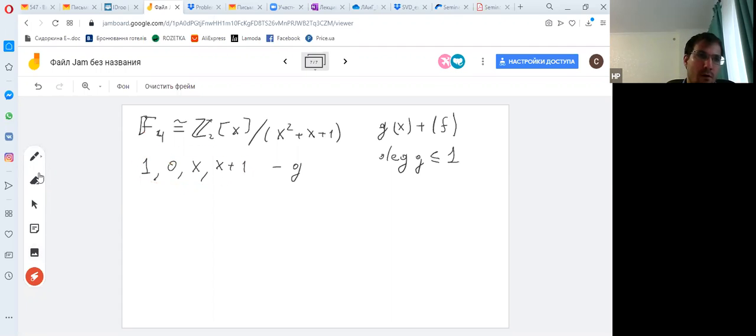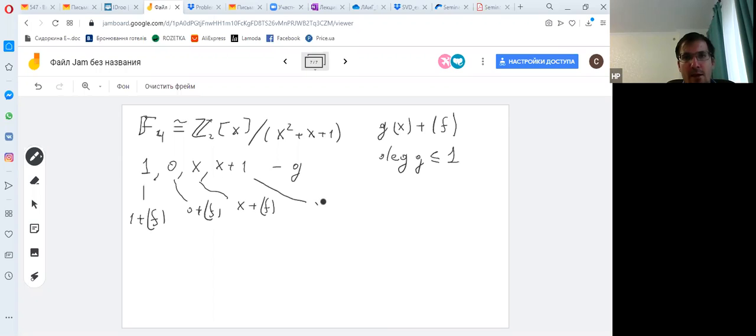Okay, and this is the 4 elements of our field. If we should be more formal, then these are not such elements, but classes: this is 1 plus f, this is 0 plus f, this is x plus f, and this is x plus 1 plus f.